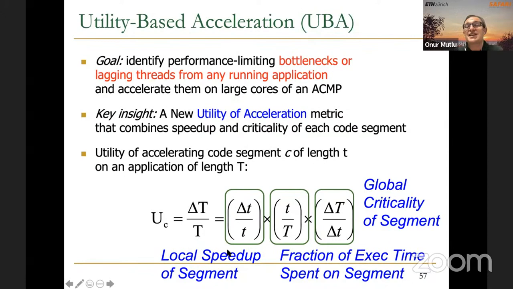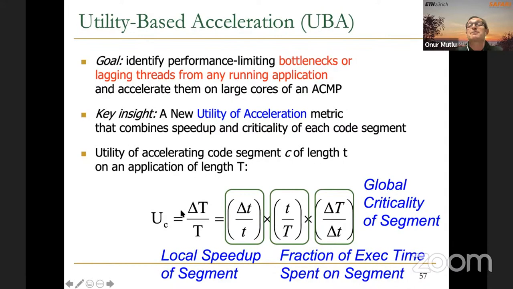So basically, this paper proposed a model to independently predict each of these three components. And on top of this, you can add the acceleration benefit of a particular application compared to other applications. And using this model, you can decide who should get the large core, or if you have multiple large cores, how you should prioritize which bottleneck should get the priority. Okay, and that's the idea of utility-based acceleration.